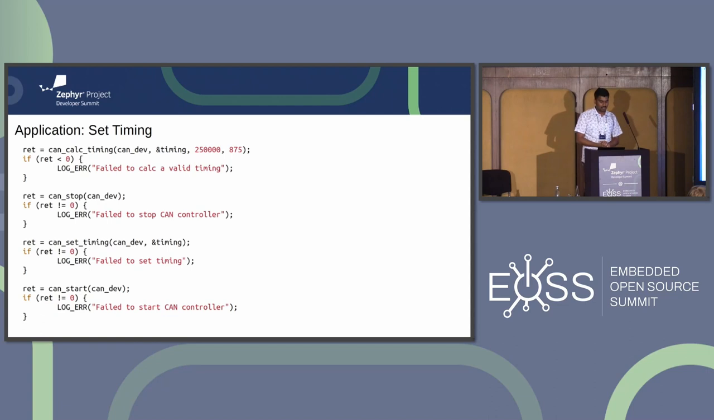Set timing. For example, if we want to change our data rate during runtime, first we need to calculate the timing parameter. This timing parameter is calculated with the help of data rate and sample point. Here the data rate is around 250 kilobits per second, and the sample point is 87.5%. Usually the sample point is 87.5%. If it calculates the sample point and returns 0, then we can set the timing parameter by stopping the CAN controller, and afterwards we can set the CAN timing. Then afterwards we can enable the CAN controller with the help of can_start. This can_start will reset the previous errors and initialize the CAN transceiver, ready to send and receive new messages.